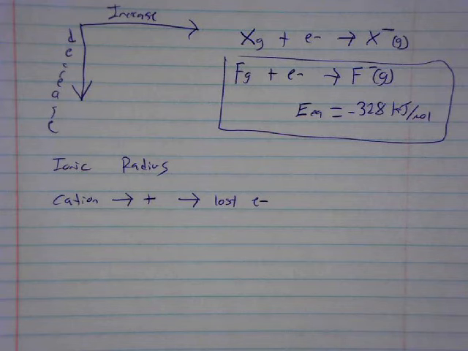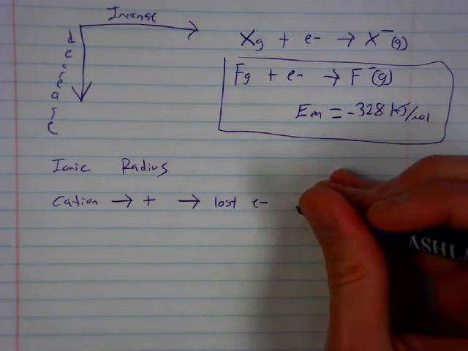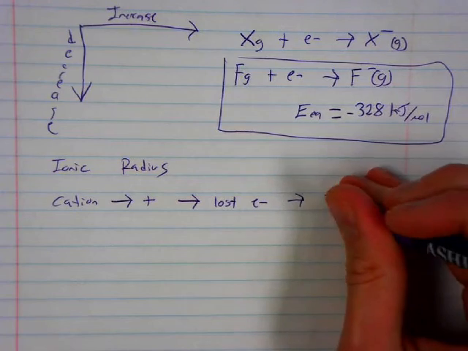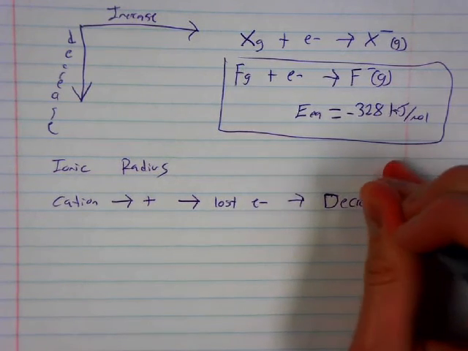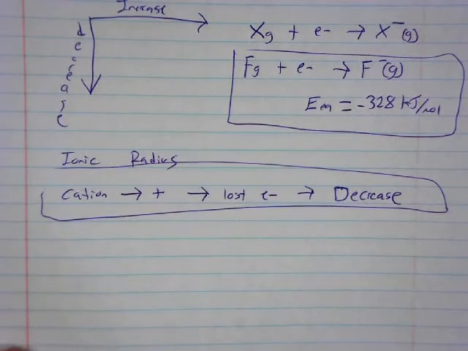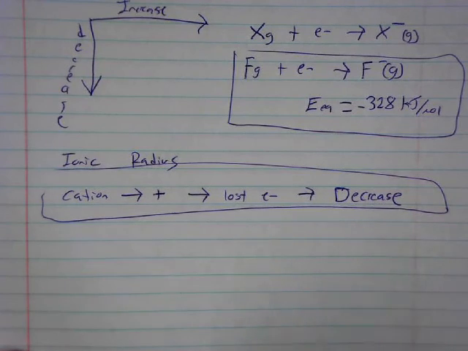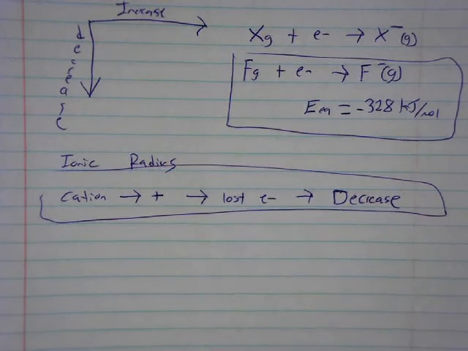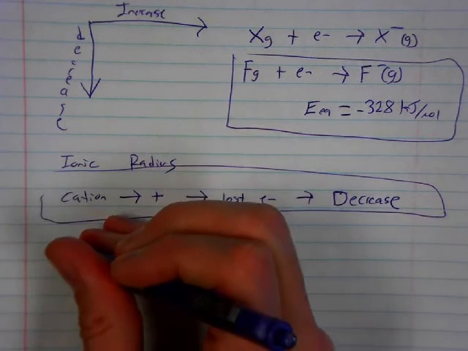That's like if I asked why the third ionization energy for beryllium is so much higher than the second. After I lose 1, it's about the same. I lose 2, it's about the same. But after that, look how much closer to the nucleus they are. I lost a whole level. So the ionic radius for a cation decreases.